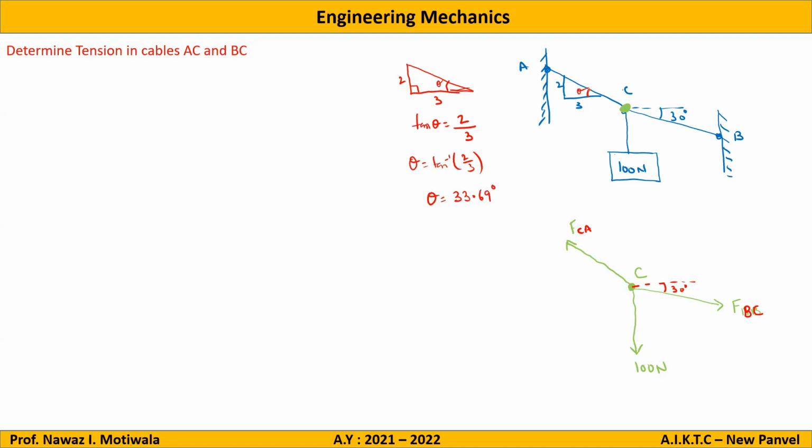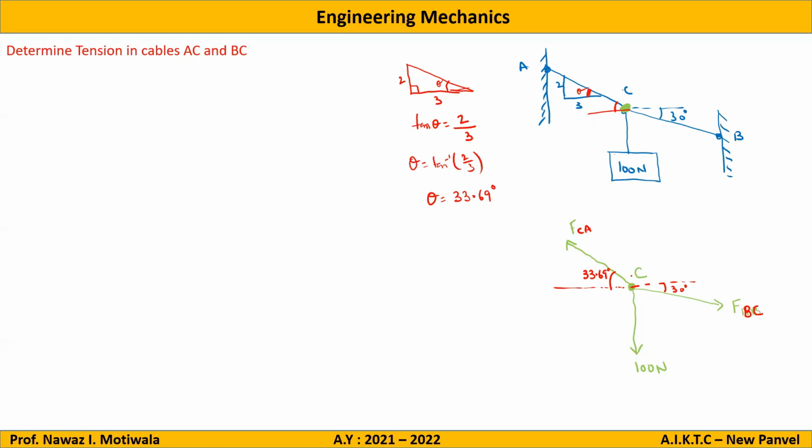So if this angle theta is 33.69, what can you tell about this other angle? It will be the same because they are corresponding angles on the same line. So if I mark it on the free body diagram here, this angle is nothing but 33.69. Any doubts to anyone? No, sir. Okay. Now let us move forward.